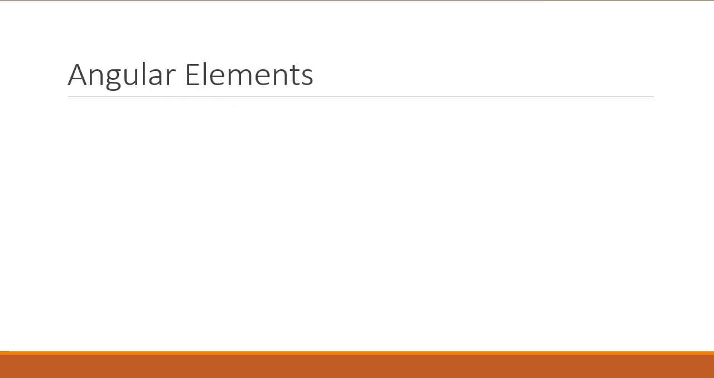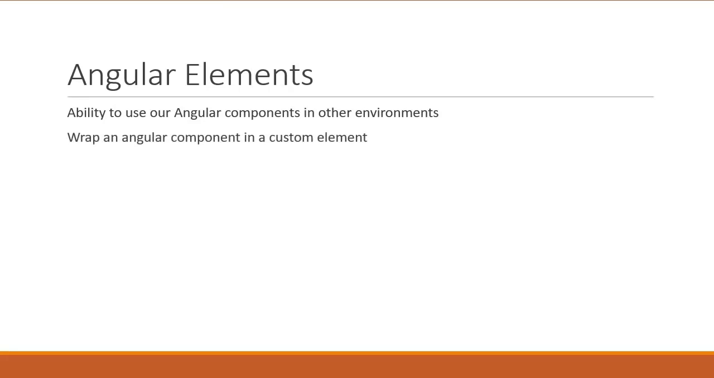Alright, the next amazing feature that Angular version 6 comes with is the initial release of Angular Elements. Angular Elements will give us the ability to use our Angular components in other environments like a Vue.js application, for example. It will take an Angular component and wrap it inside a custom element, allowing us to use that Angular component in other projects that don't have the full Angular ecosystem.